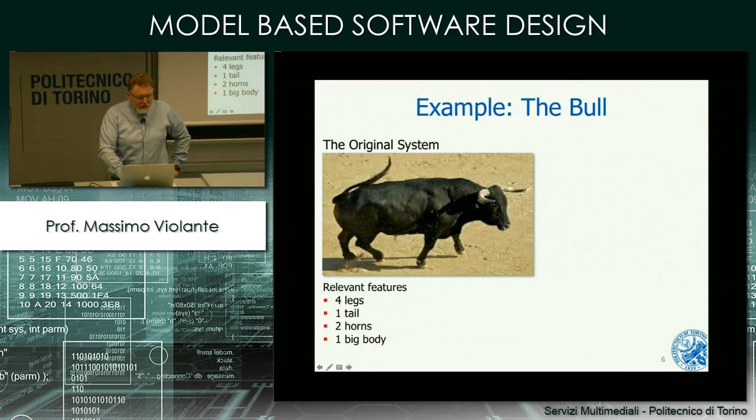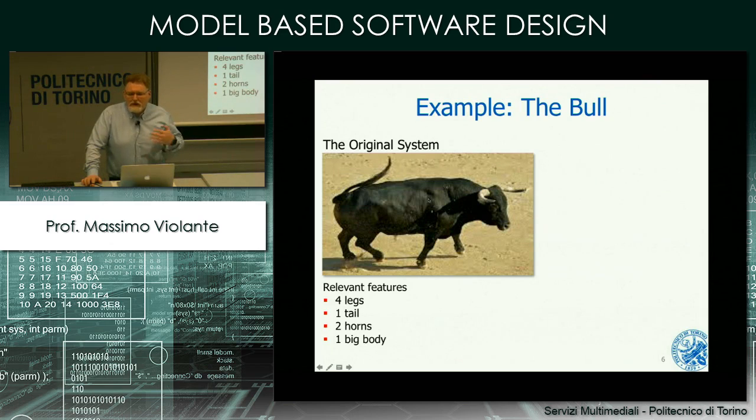But this is a very, very detailed image of the physical system that we are analyzing. There is a lot of detail here that probably is not necessary to describe a bull. If we want to describe a bull, the relevant features that we have to take into account are the four legs, the tail, the two horns, and the big body.